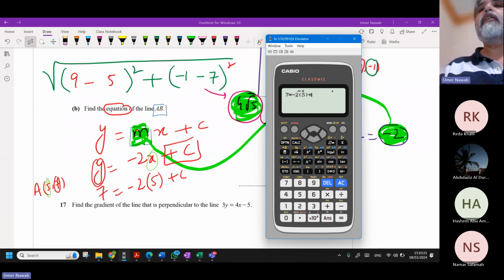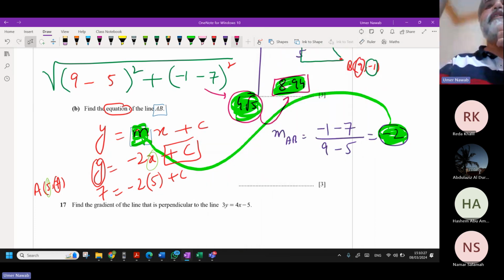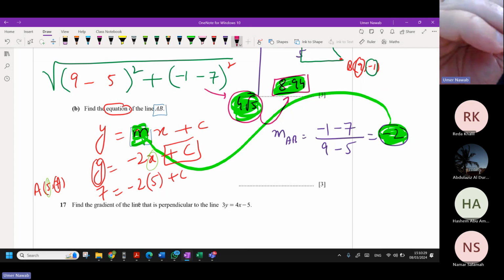C, I cannot write it. I need to write x, and shift solve, and the calculator gives me the answer 17. So when I solve it, c will become 17. Manually, I want to show you how I did it. So 7 = -2 times 5 is -10 plus c.